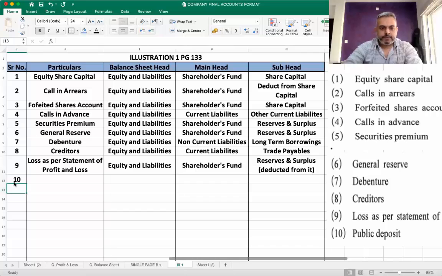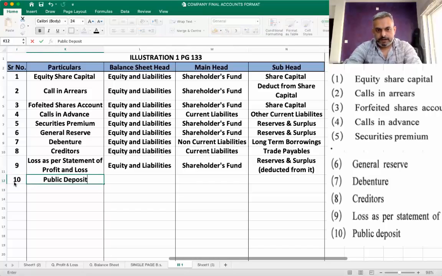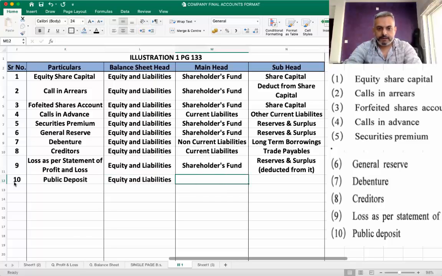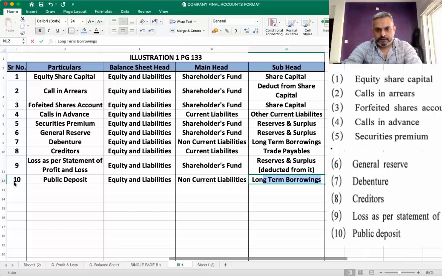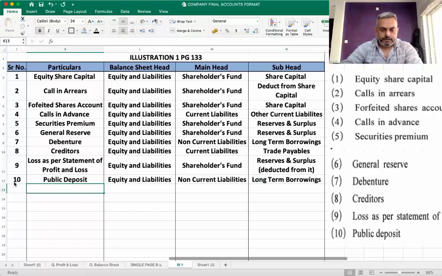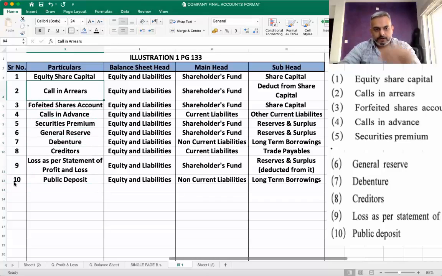10. Public deposit, money accepted from public, equity and liabilities, non-current liabilities, long-term borrowings. So this is how you have to classify various accounts. So illustration 1 is over. Just go through it, see if you have any doubt, and let's move to illustration number 2.